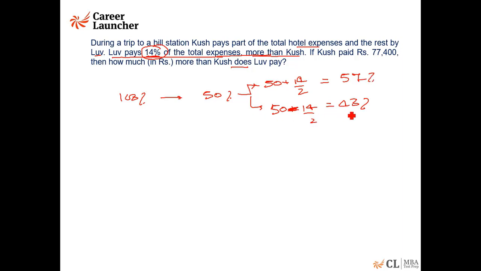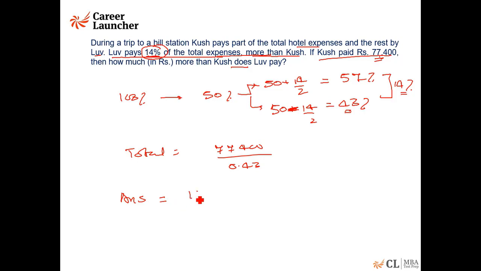Now what does that mean? This means 43% of the total expenses is 77,400. Right? And what do we need to find? The difference is 14%. We need to find 14%. So the total expense is going to be 77,400 upon 0.43. Why? Because Kush had paid 43% of the total expense, which is 77,400. So this is the total expense, and we need to find 14% of the total. The answer will be 14% or 0.14 into 77,400 upon 0.43.